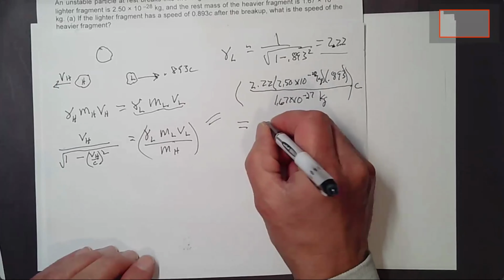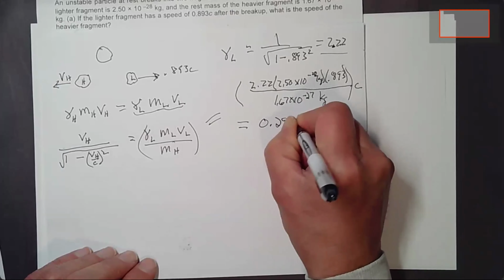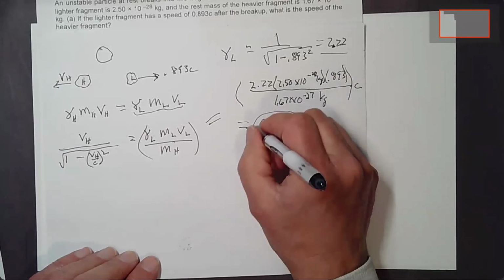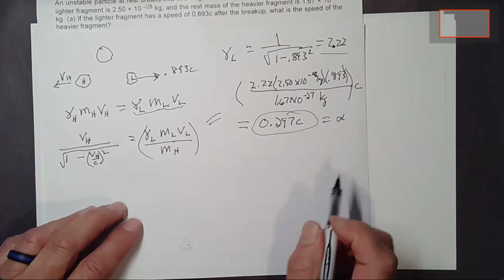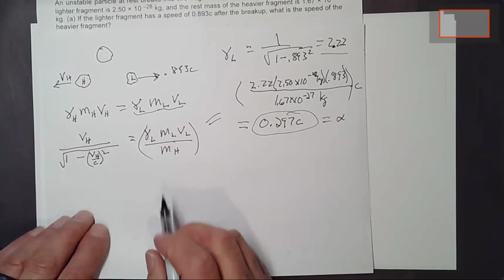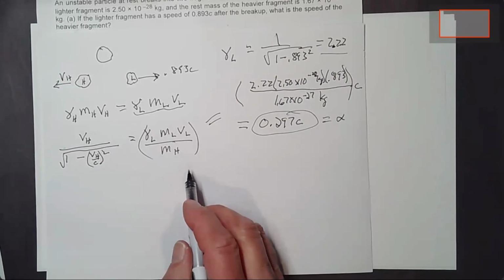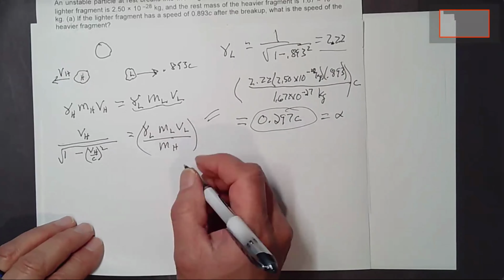And I get about 0.297 c on the right side. And I'm just going to call this alpha for ease in calculating stuff. So I'll have this expression on the left side is equal to alpha, where alpha is that. And then I'll square both sides here.